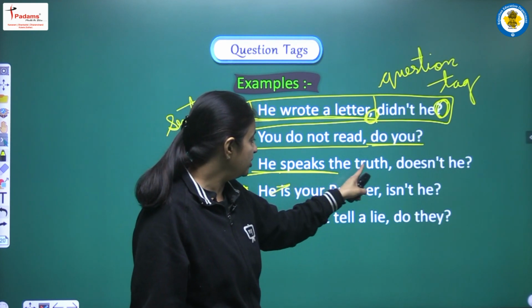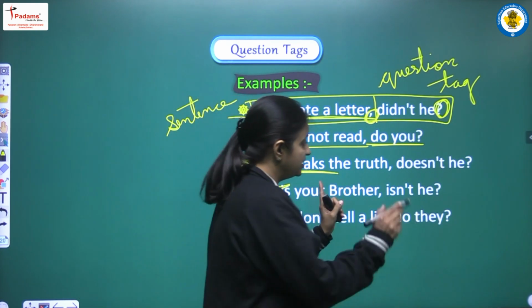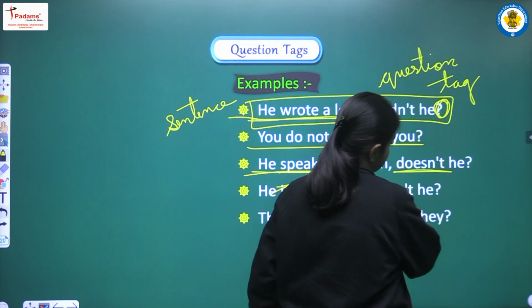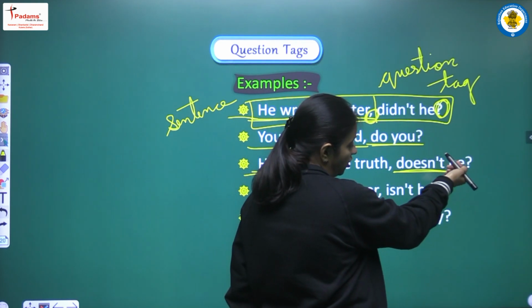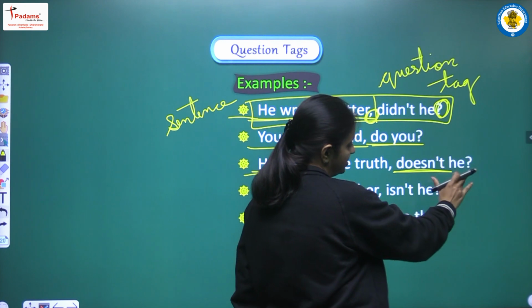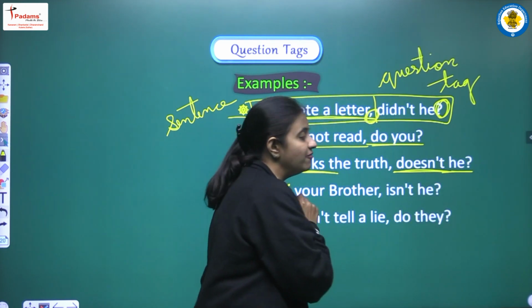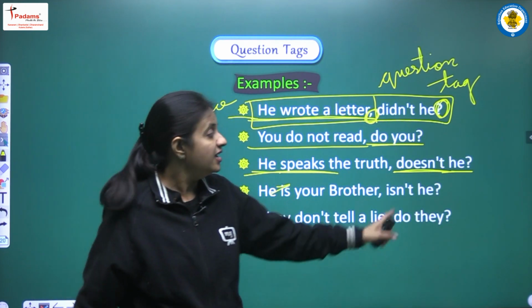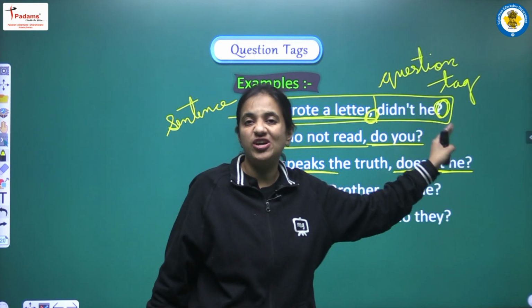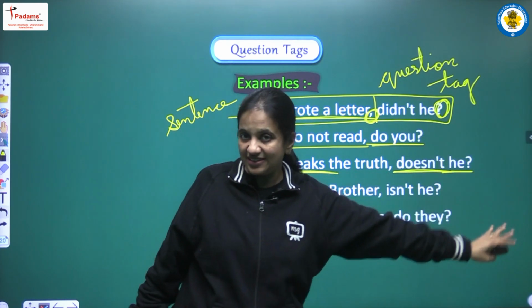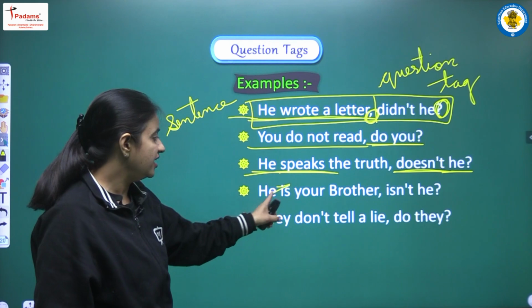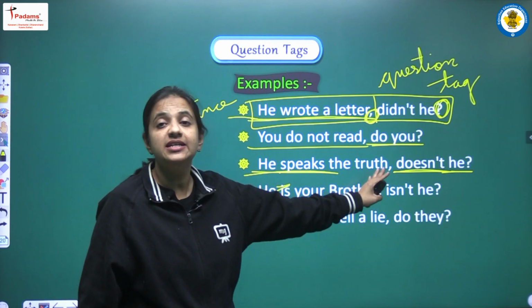So we all know that "does" is hidden here, and this is the reason we use "doesn't". Does plus not we write in the form of "doesn't", and we have one pronoun, that is "he", and after that we have to use a question mark. Clear?